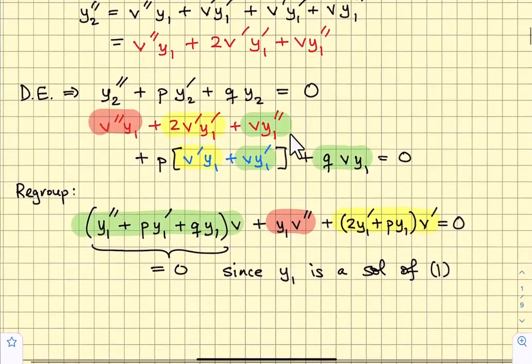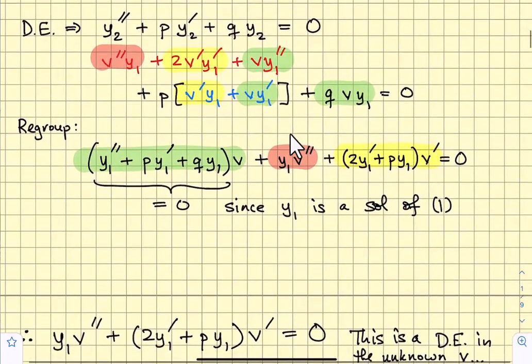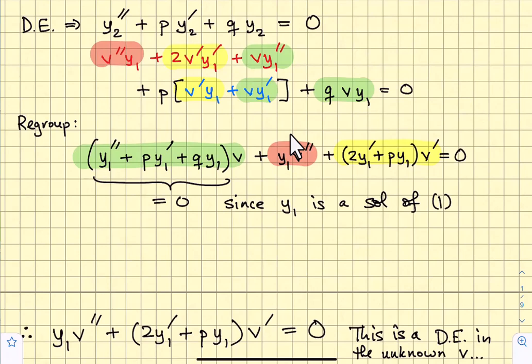Now we're going to regroup, and I've tried to color code things here so you could track what's happening. In green here, we've color-coded everything that has a common factor of just a v in it. So let's group these terms together and factor out that common factor of v. Secondly, in red, this is the only term that has a v double prime in it, so let's have that by itself. And then we have two of these terms that have a v prime in them. Let's group them together and factor out the v prime.